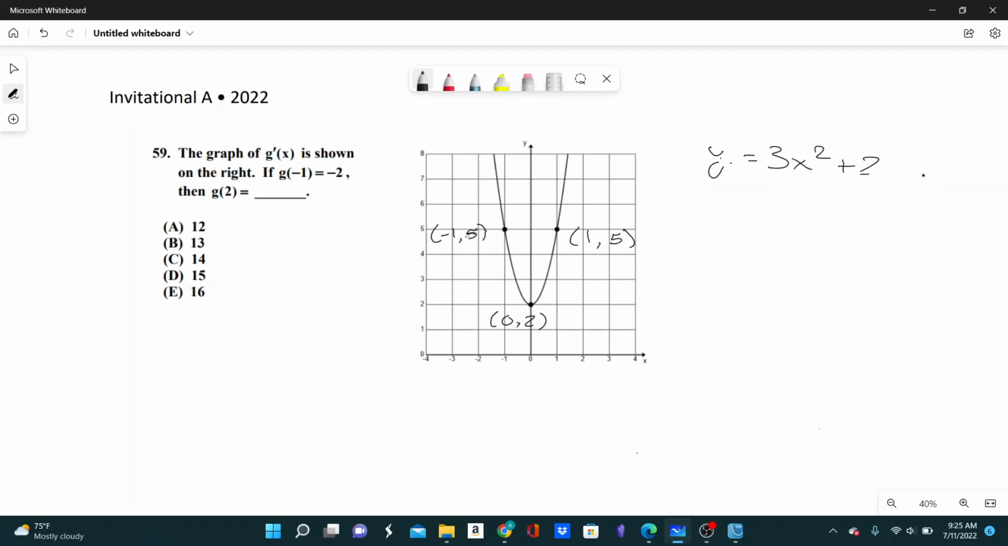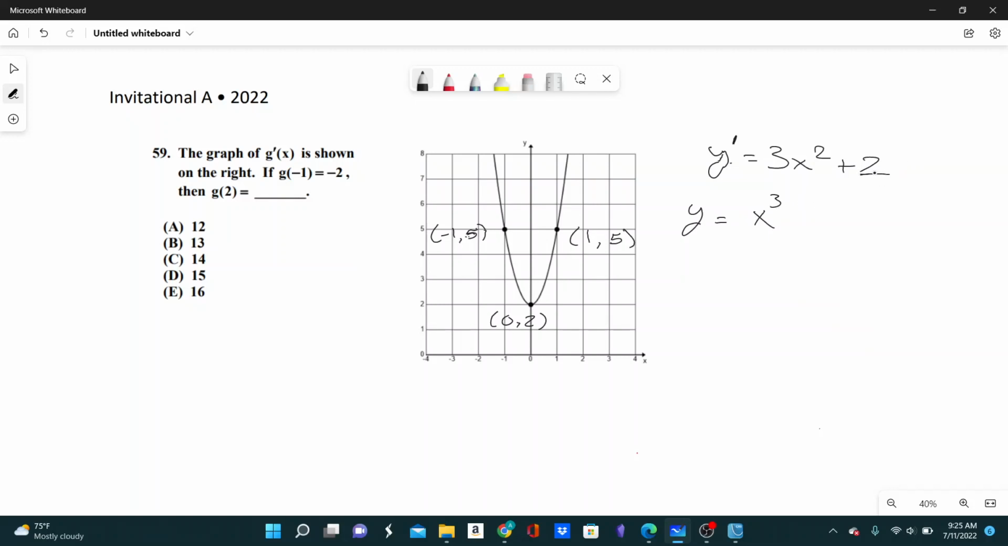So in order to find g of x, all you have to do is take the antiderivative. So to do that, we just use the inverse power rule. So this is y prime equals 3x squared plus 2. And so then y would equal the antiderivative of this. So to do that, we can use inverse power rule. So for each of your terms, so say 3x squared, you just increase the power by 1, and then you divide by it. So it would be 3x to the third divided by 3. So that's just x to the third.